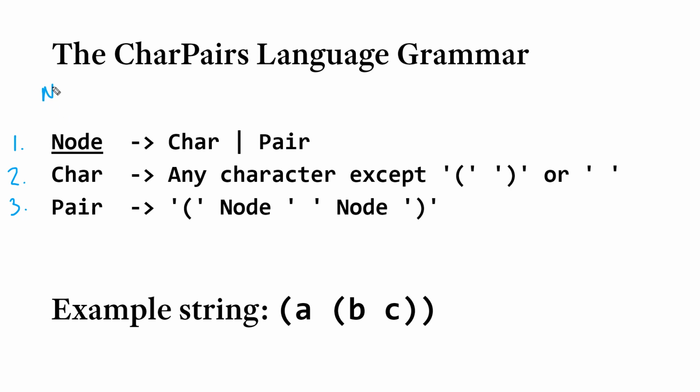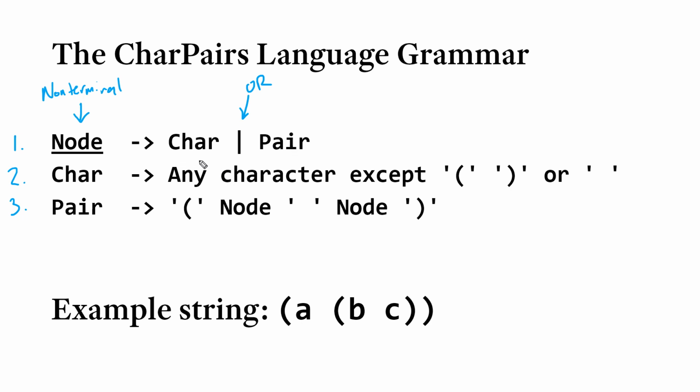So these are my non-terminal definitions. And these are the actual production rules. What is it that is a node? Well, a node can either be a char or a pair, right?